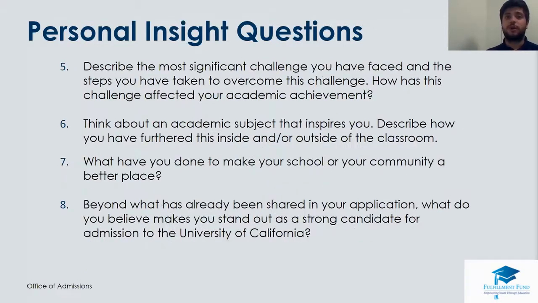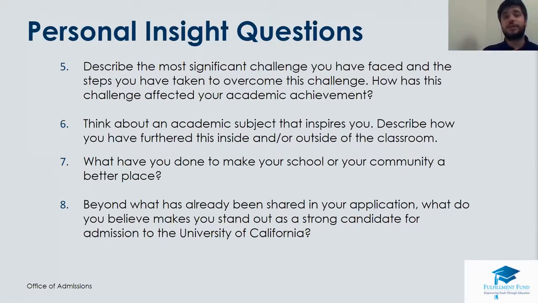Now for this section, we want to go over the latter half of the 8 different questions. For this one, I'll start by highlighting number 5, which is: describe the most significant challenge you have faced and the steps you have taken to overcome this challenge. How has this challenge affected your academic achievement?